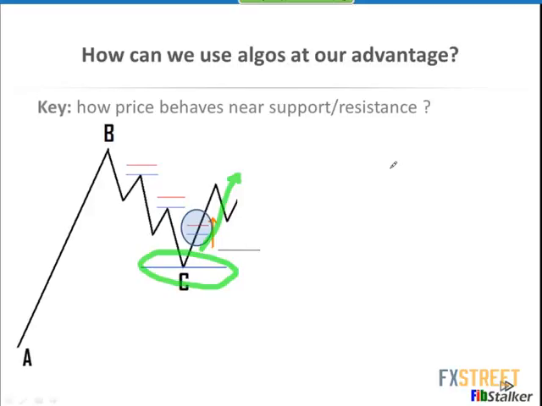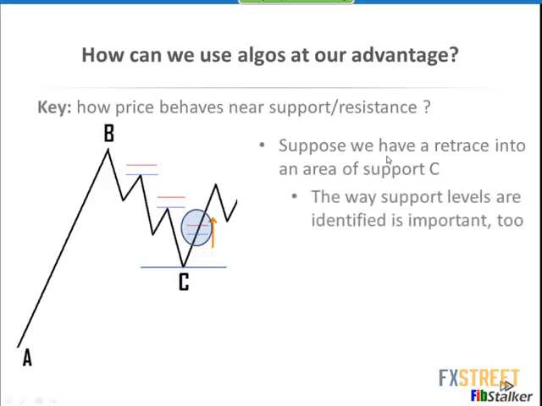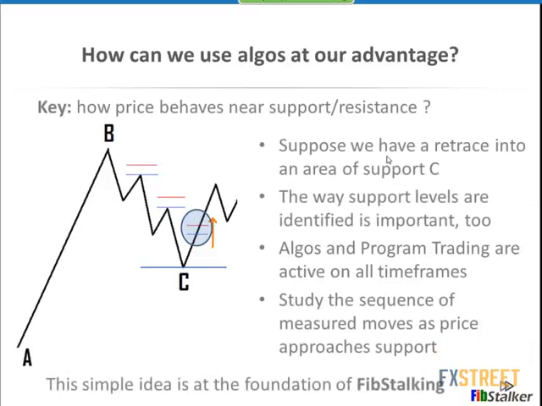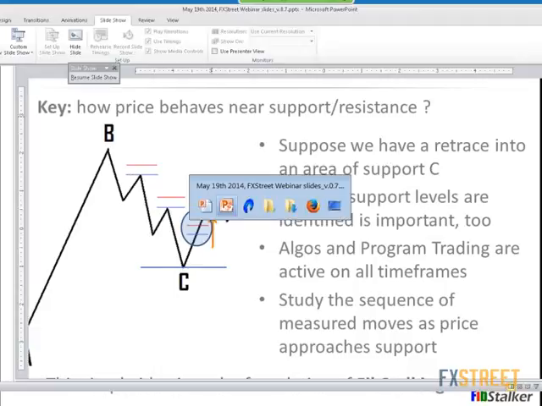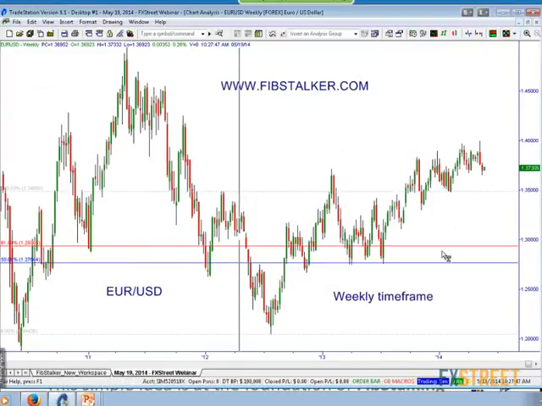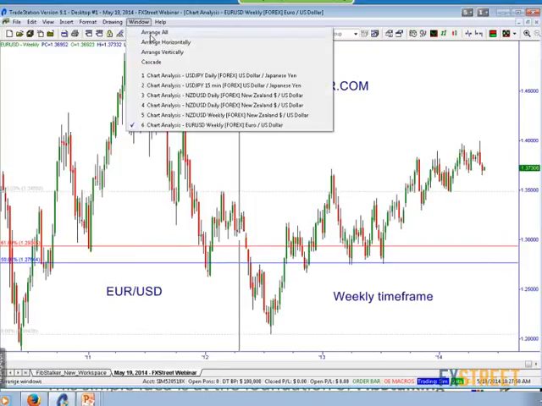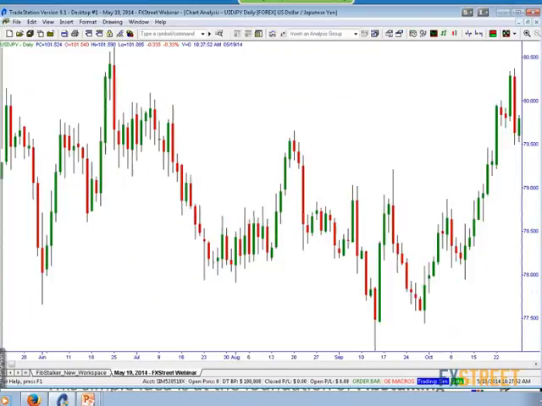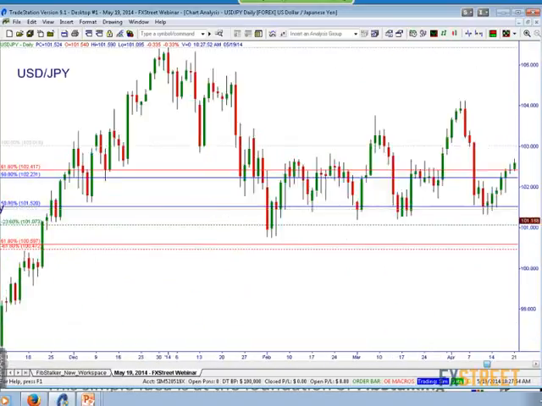So this is a very simple concept, but very powerful, because it allows you to procedurally test levels of support and resistance. I call this fib stalking, and that's one of the techniques that I teach. It's very straightforward, and it trusts the fact that there is program trading on all time frames. So let me show you again an example of this. This is not just theory. I use this every day in my trading, and I want to show a very recent example on the US dollar versus Japanese yen.